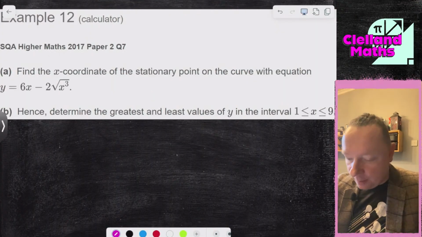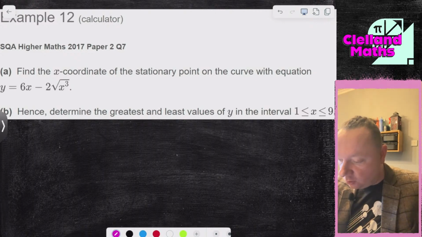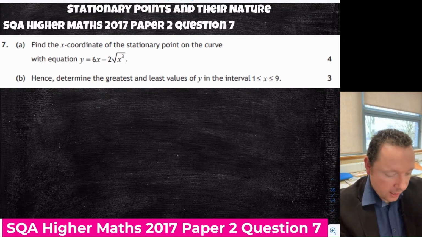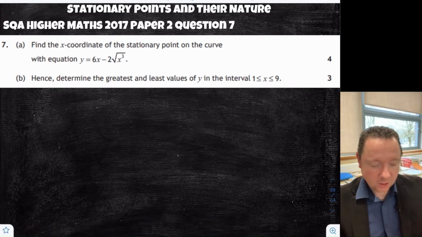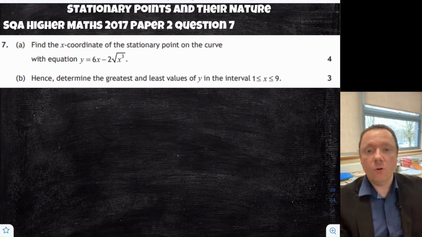And now we can look at example 12, SQA Higher Maths 2017 paper 2 question 7, x coordinate of stationary point and the greatest and least values in the interval, which we did a minute ago. So let's have a look at those. Find the x coordinate of the stationary point on the curve with equation y equals 6x minus 2 root x cubed. Then find the greatest and least values of y in the interval 1 is less than or equal to x and less than or equal to 9.